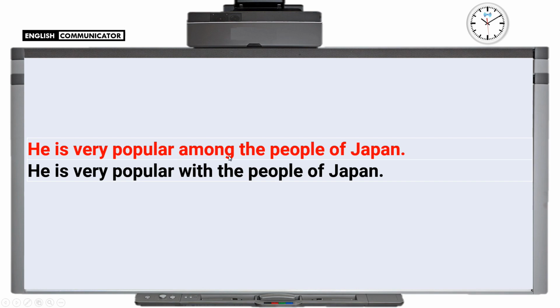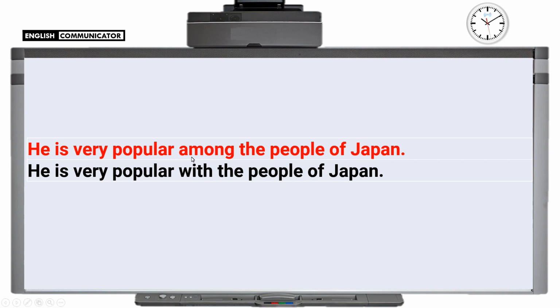He is very popular among the people of Japan. He is very popular with the people of Japan. So you can't say "among the people of Japan," you say "with the people of Japan," okay? He is very popular with the people of Japan.